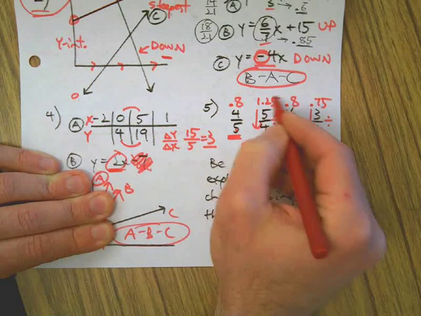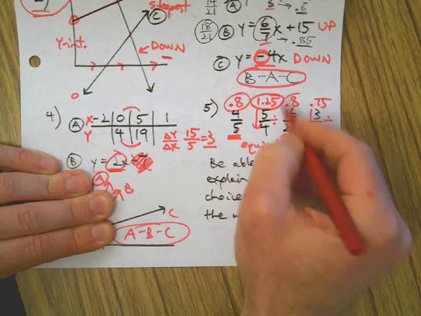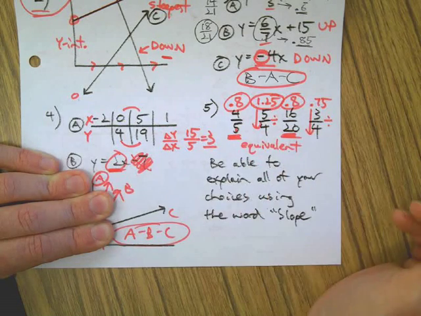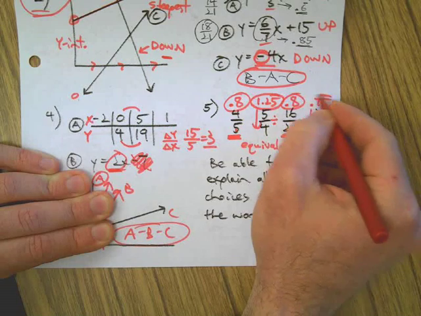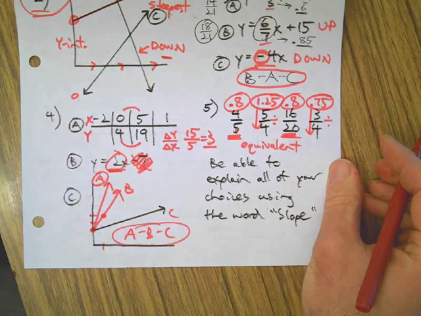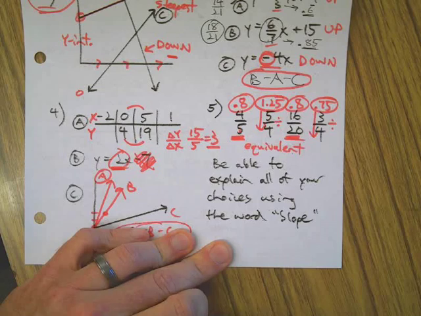So we can see that 5/4 is the steepest. Then it's a tie for second place with 4/5 and 16/20 because they're the same. And coming in last, 3 divided by 4, 3/4 is 0.75 or 75 hundredths. And there you have it.